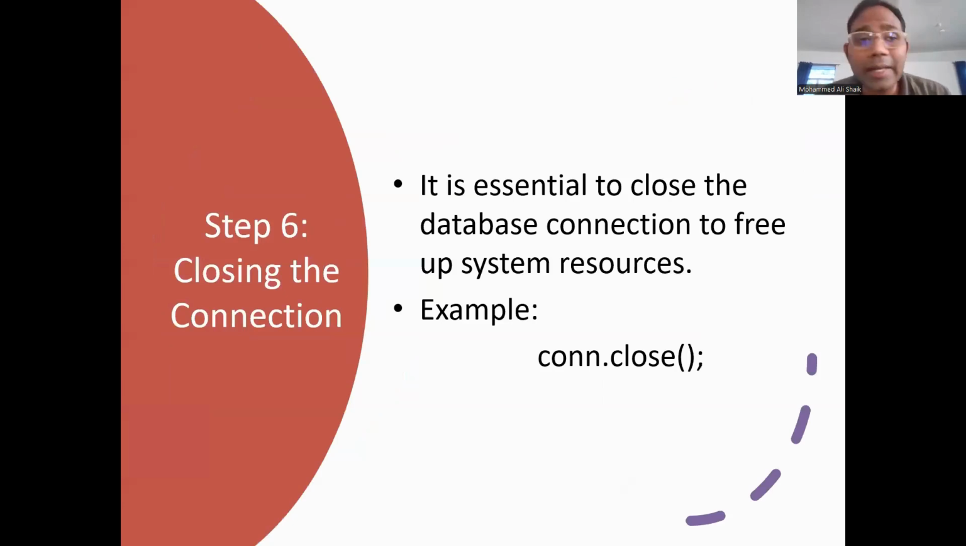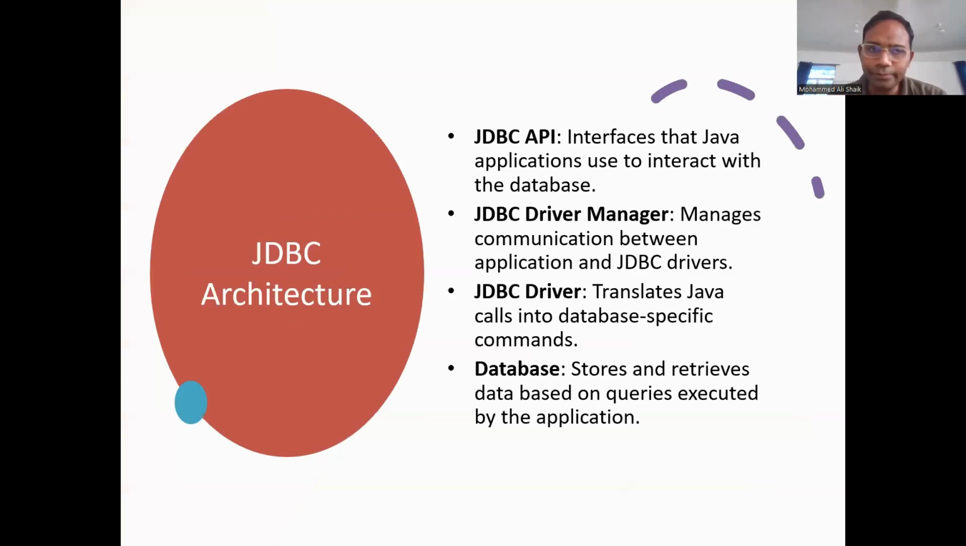Coming to step 6, closing the connection. As we said, we loaded the drivers, established the connection, and executed some commands like select or update. Then we need to close the connection once everything is done. It is essential to close the database connection to free the system resources. What do we mean by resources? In a system, we have memory that is utilized for implementing these operations, so we need to free it. con.close is going to clear the memory. So con.close means whatever connection we have created will be closed.